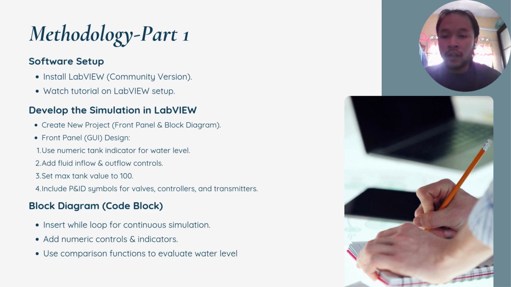Third, block diagram in code block. First, insert a loop for the continuous simulation. Second, add the metric control indicator and use the comparison function for the water level.